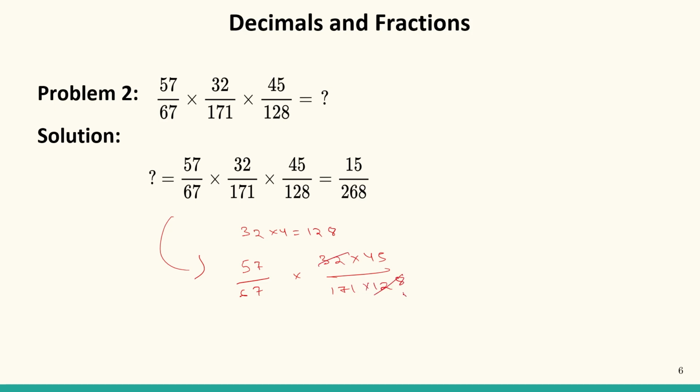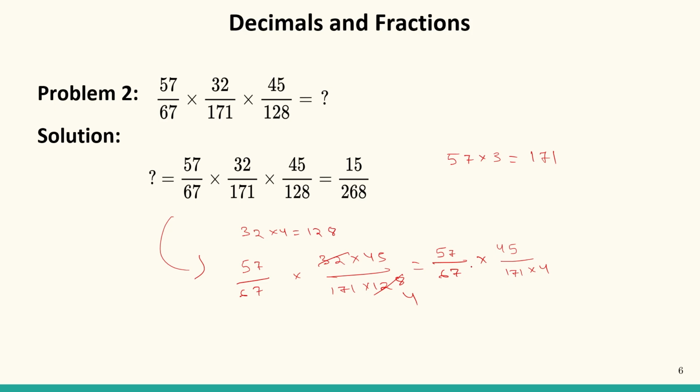So this is 4. This is equal to 57 by 67 multiplied by 45 by 171 into 4. What you can see here is 57 multiplied by 3 is equal to 171. So here we have 57 by 67 into 45 by 171 into 4.